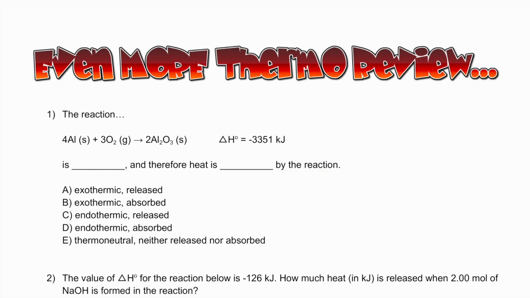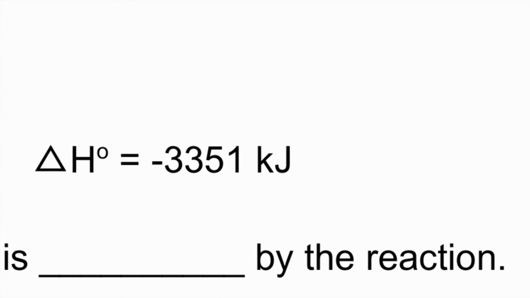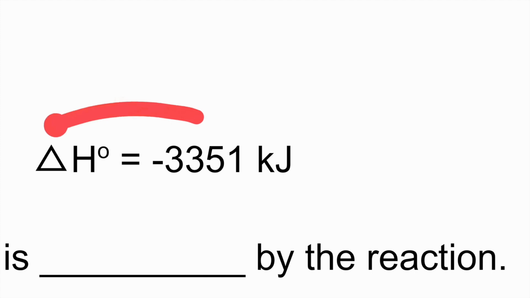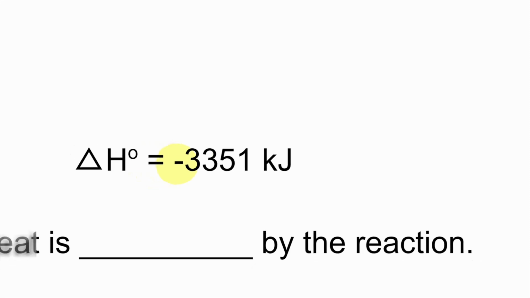So we have a bunch of different options. So exothermic, endothermic, thermoneutral, neither released nor absorbed. So first we have to figure out exo or endothermic, and then we'll figure out released or absorbed. So how do we figure that out? What information's there? If you're focusing on the equation, you're focusing on the wrong thing. It's all about this, right? Enthalpy is heat flow, right? And specifically, are you losing it or are you gaining it?